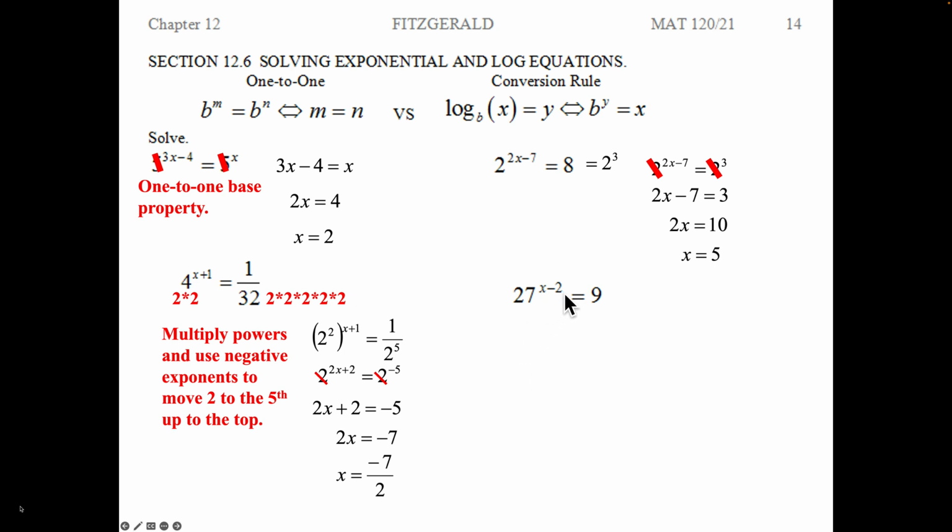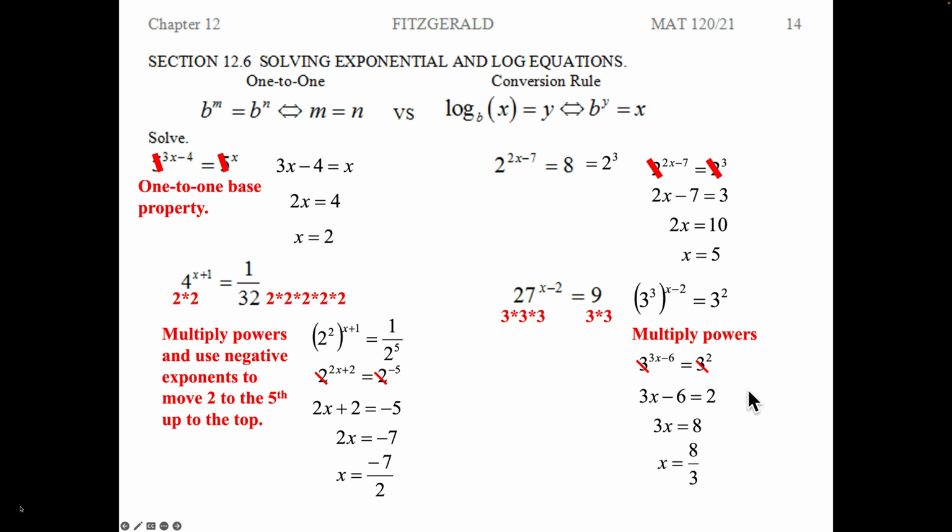27 to the x minus 2 is equal to 9. Okay, well, 9 goes into 27 3 times, but that's 9 and 3. Because we hit that 3, everybody breaks down to 3's. So this becomes 3 to the 3rd raised to the x minus 2 power. 9 is 3 squared. We will multiply that power of 3 to the binomial x minus 2. We're going to get 3x minus 6. Base 3's are the same. Cancel them out. Solve for x. Add over the 6. Divide by 3. 8/3 is my final answer.